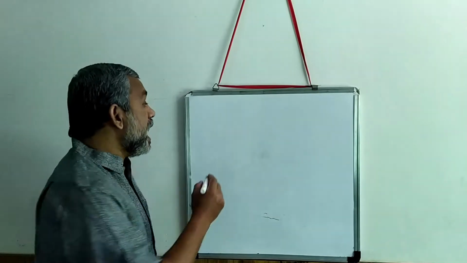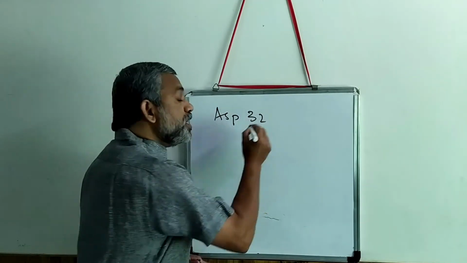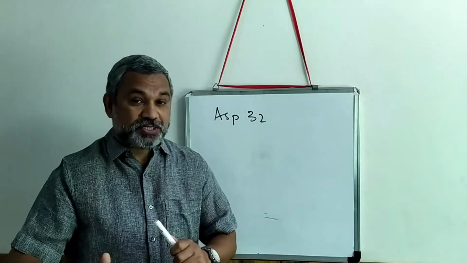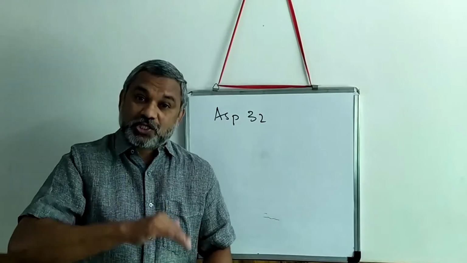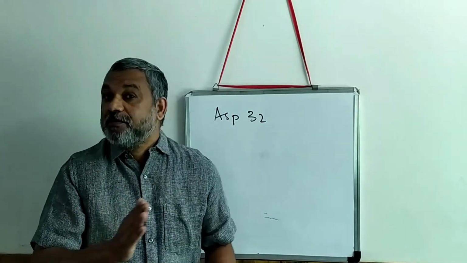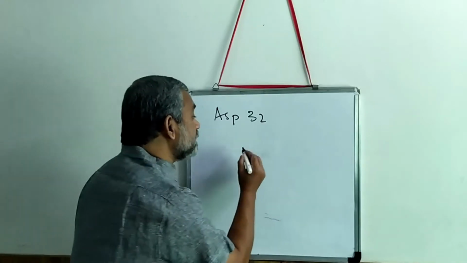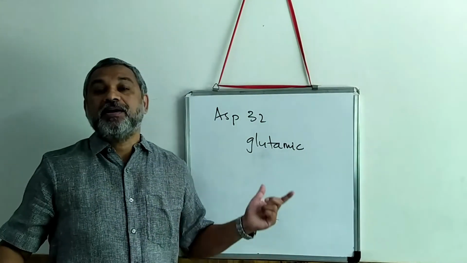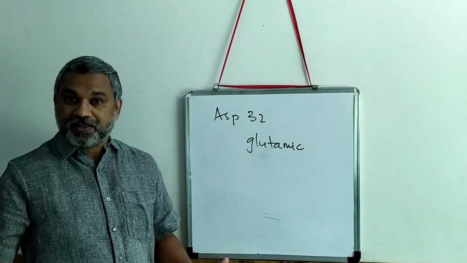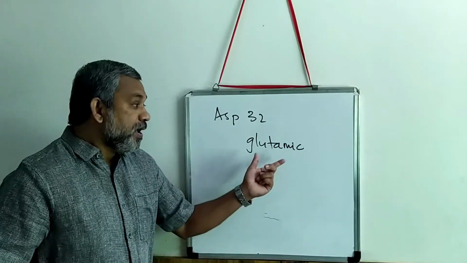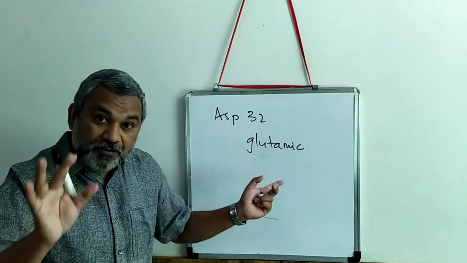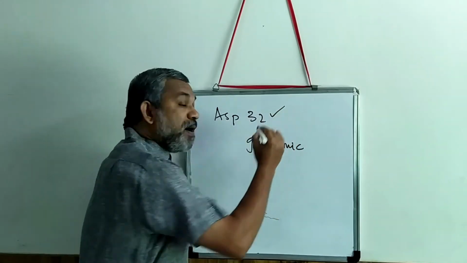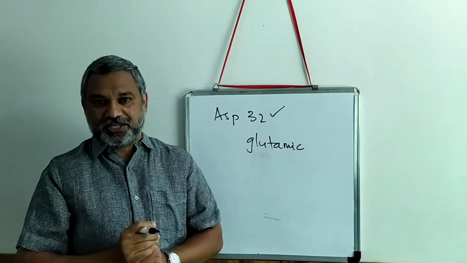How did they prove that aspartic acid 32 is very important for transportation of protons? What they did in research is that aspartic acid was replaced, first of all, with glutamic acid. Glutamic acid, as you know, is also an acidic amino acid which is capable of ionization. What was observed is that the motor functioned, but the efficiency was very low, stating that aspartic acid is very essential for the motor to function.